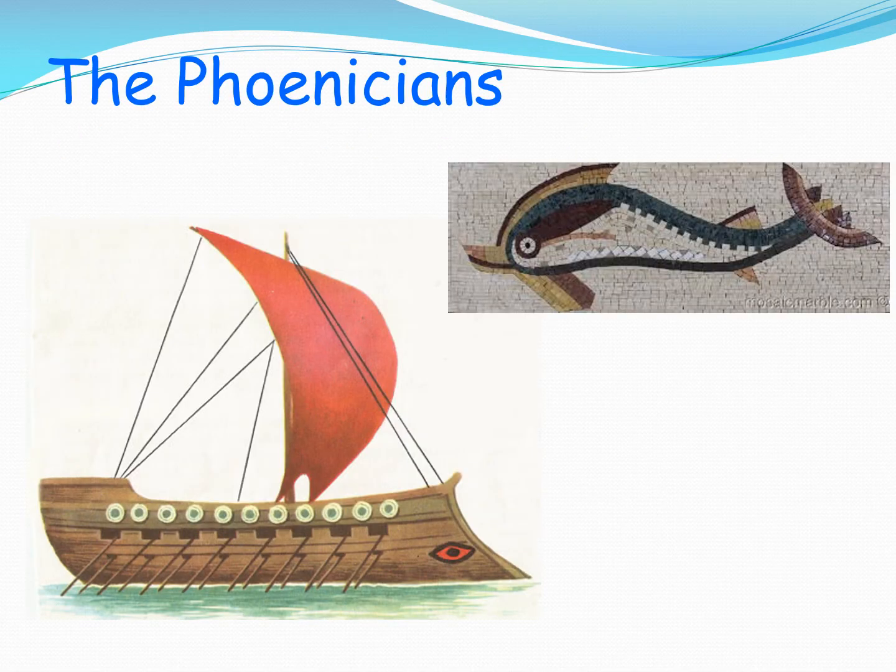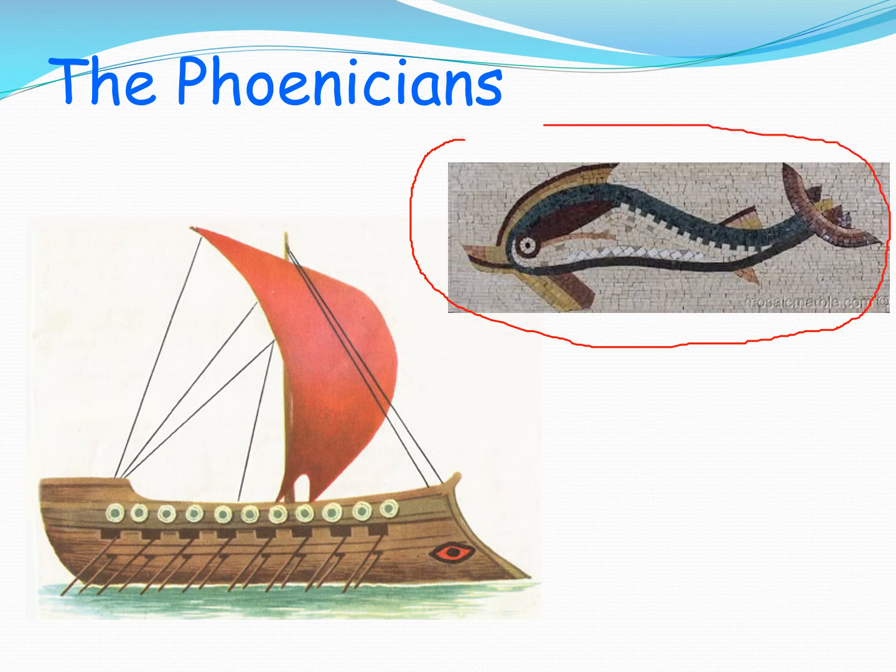The next civilization we're going to talk about are the Phoenicians. Like the Minoans, they traded across the Mediterranean Sea. Here we're looking at one of their ships. They also created artwork. What kind of artwork would we call this? We know it's some sort of sea creature, but we've got all these small tiles that we've kind of glued together. What type of artwork is that?